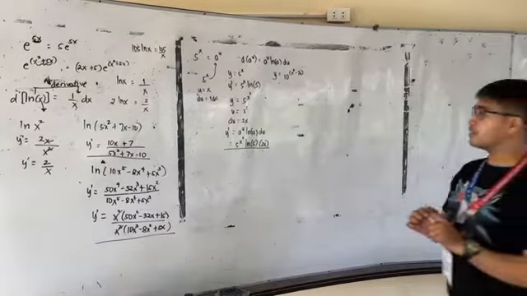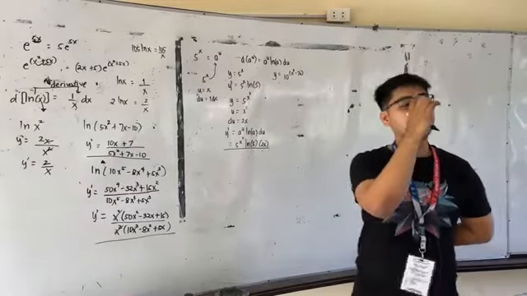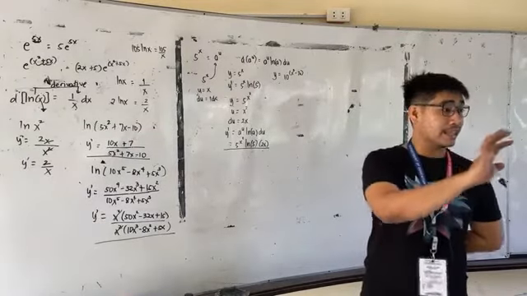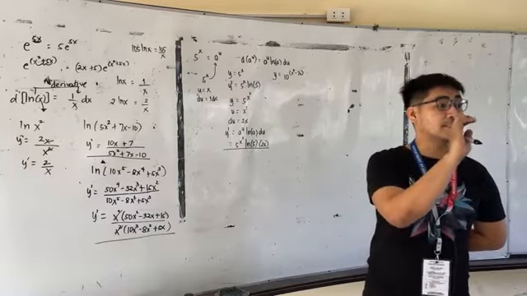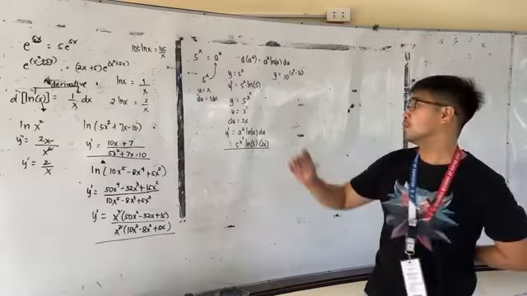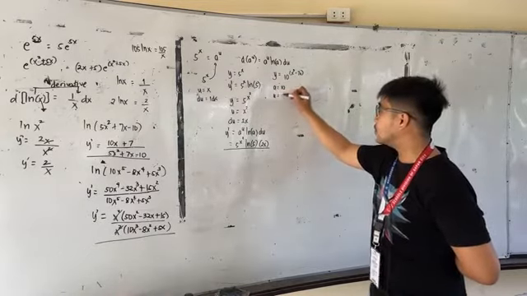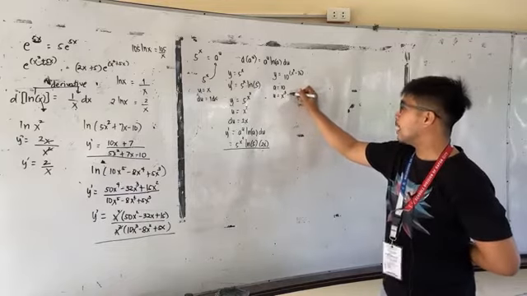Okay, let's now try to answer. Therefore, if you will be answering this one, remember to first identify the base and then the exponent. The base will serve as the A, and then the exponent will serve as the U. Okay, identify A, that is 10. And then identify U, which is x cubed minus 7x.